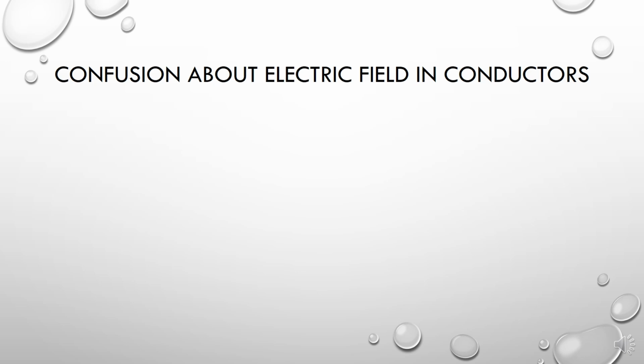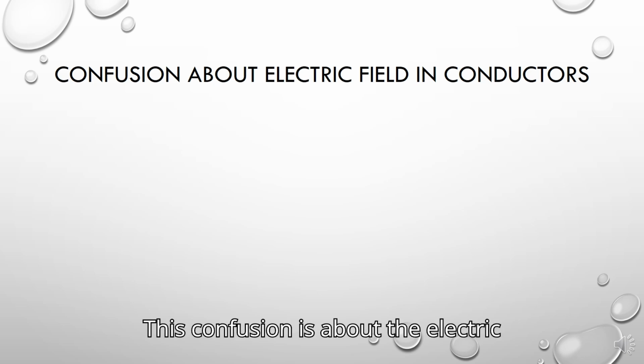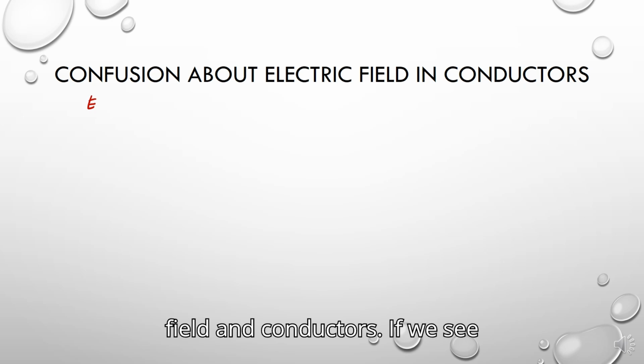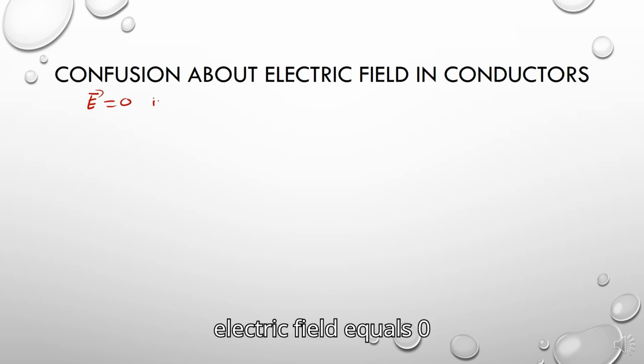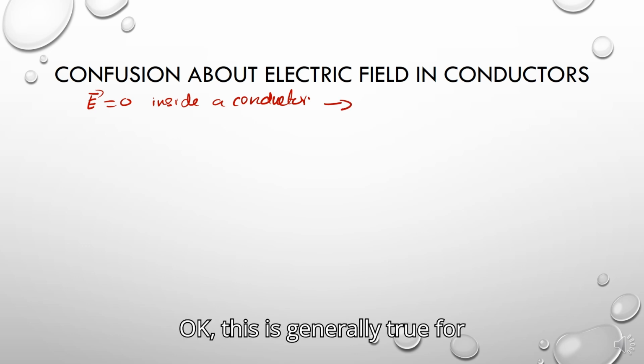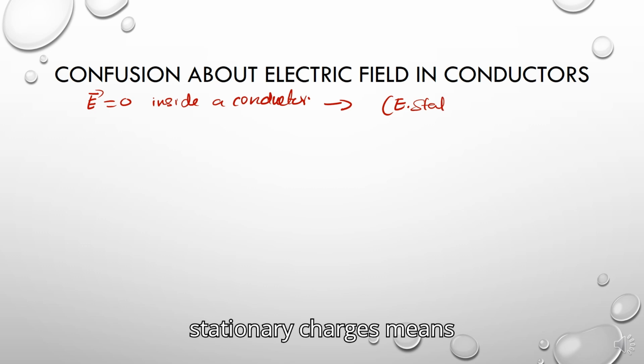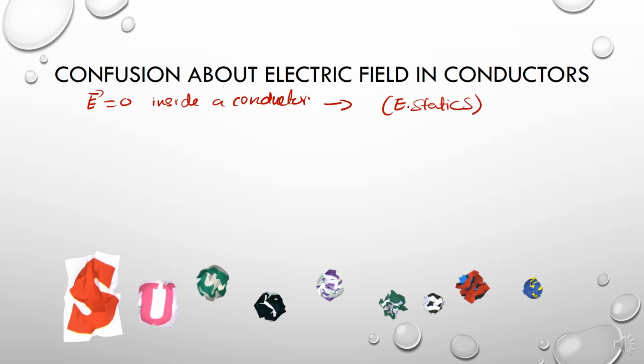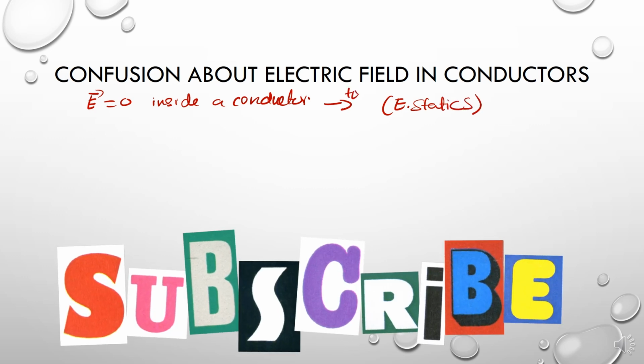This confusion is about the electric field in conductors. If we see, electric field equals 0 inside conductors. Okay, this is generally true for stationary charges, meaning electrostatics. True for electrostatics.